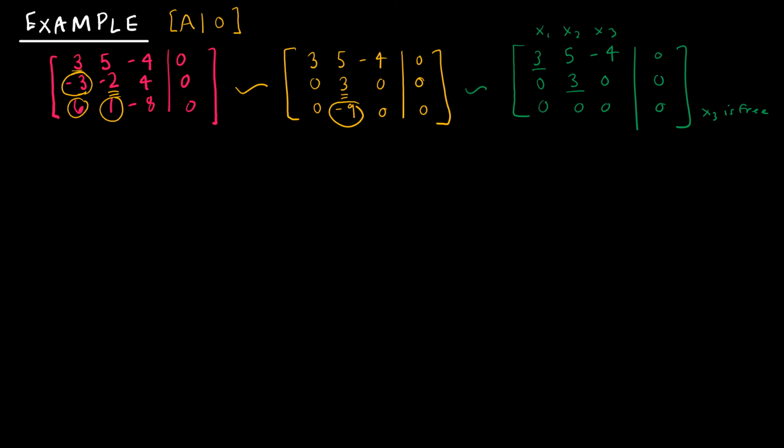Now what I want to do from here is continue my row operations so that I have, instead of 3s where my pivots occur, I would like those to be 1s. So for instance, I might take a third of row 1 to get 1, 5/3, negative 4/3, 0. And a third times row 2 to get 0, 1, 0, 0, and row 3 would remain unchanged. And then I would take it one step further, because if I have a 1 here, then this guy must be a 0.